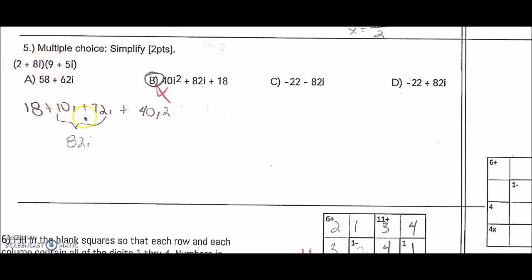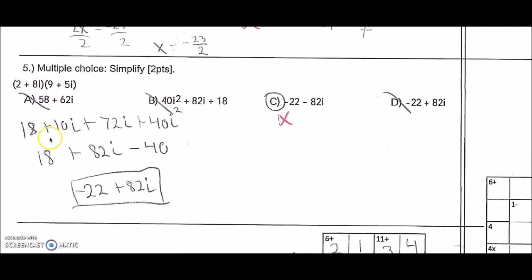Here the student distributed correctly, but then didn't recognize that 40i squared is not simplified. They didn't know that i squared is equal to -1. Example of a student who multiplied these correctly and even has the correct answer here, but didn't identify that there should be a plus, and then they circled the wrong one. So definitely pay attention to what you're circling.